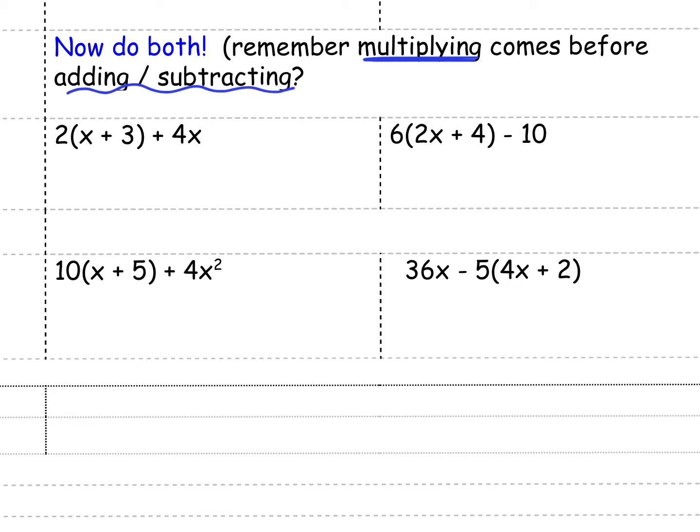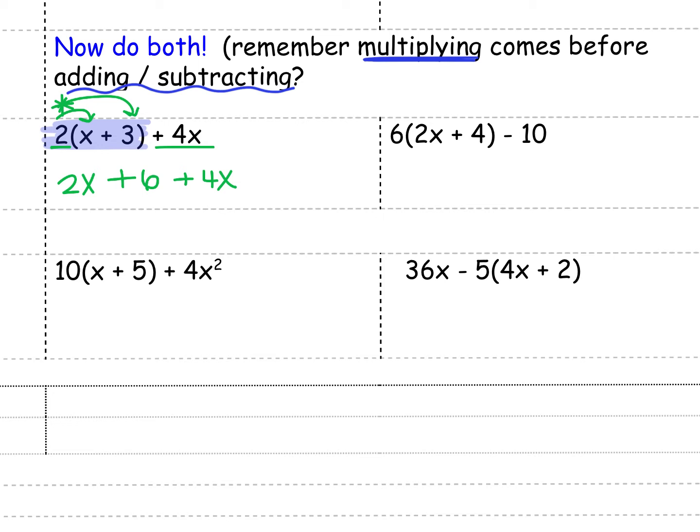So let's start with our first problem. I see I have distributive property for this section here. So I need to take this 2 and distribute it. So 2 times x is 2x. 2 times 3 is plus 6. Recopy the rest. Plus 4x.